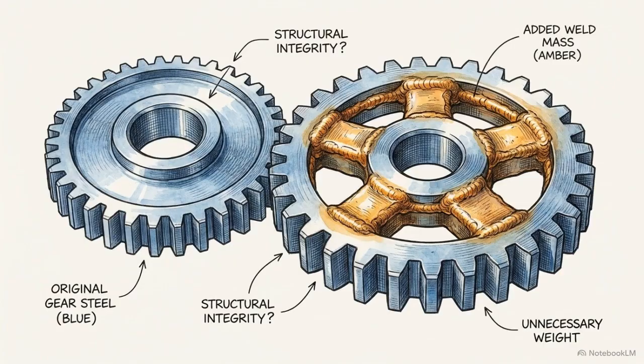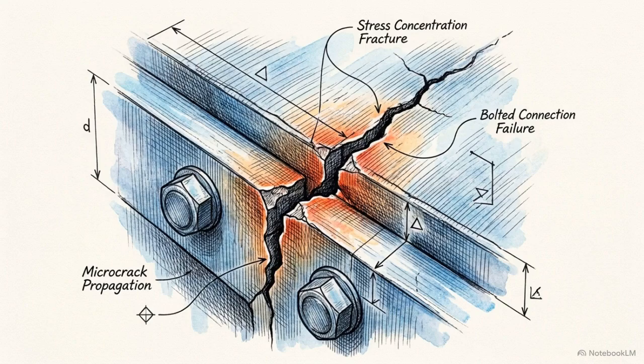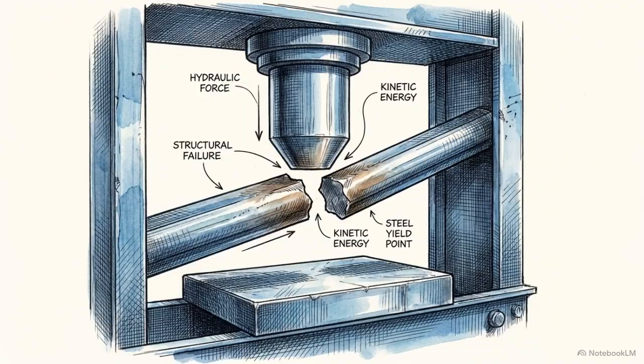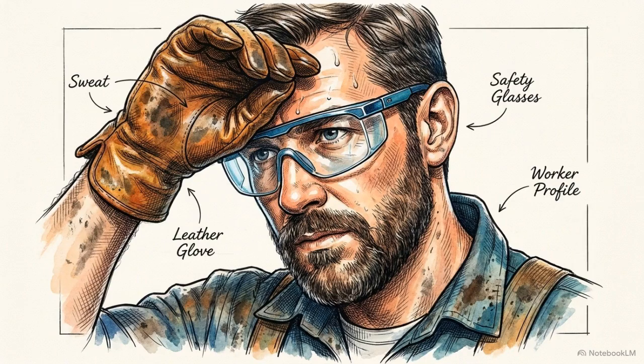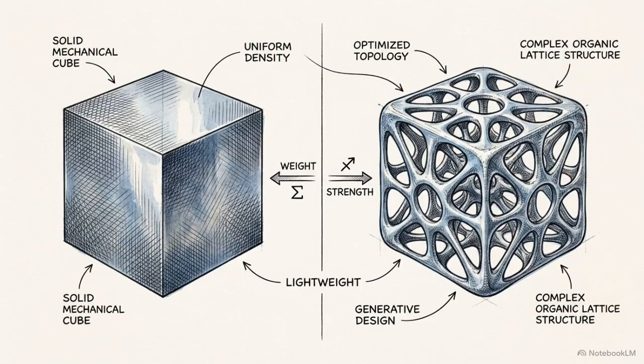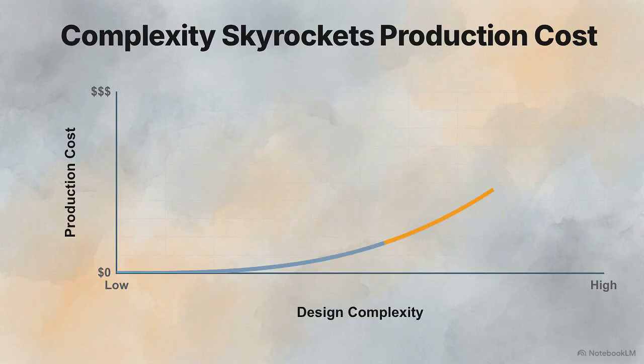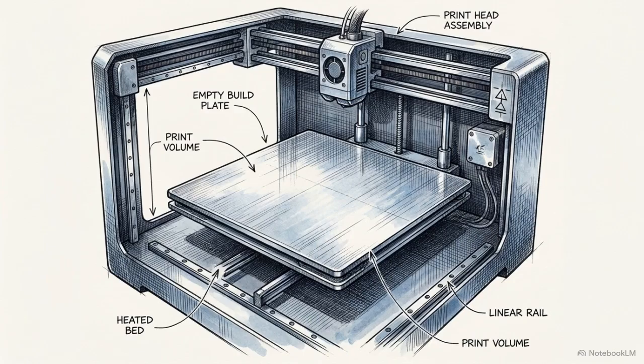But every weld adds weight. Every joint introduces a weak point that can fail under stress. And assembling dozens of parts requires massive amounts of time and labor. Traditional machining strictly penalizes complex designs. The more intricate the part, the more it costs to produce, and the worse it performs. To bypass this, engineering required an entirely different approach to building mass.